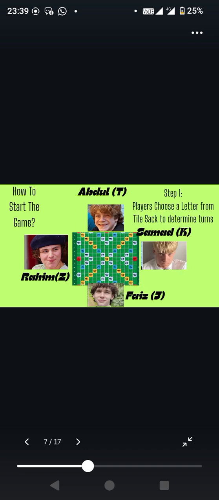Then, step 1 in playing. Players will choose a letter from the tile sack to determine their turns. For example, we have Faiz who got J, Samad K, Abdul T, and Rahim Z. Since Faiz got J, he will go first, followed by Samad who got K, Abdul T, and Rahim Z. Next.